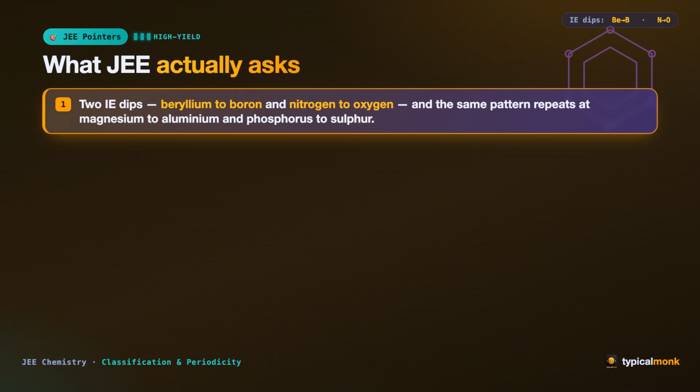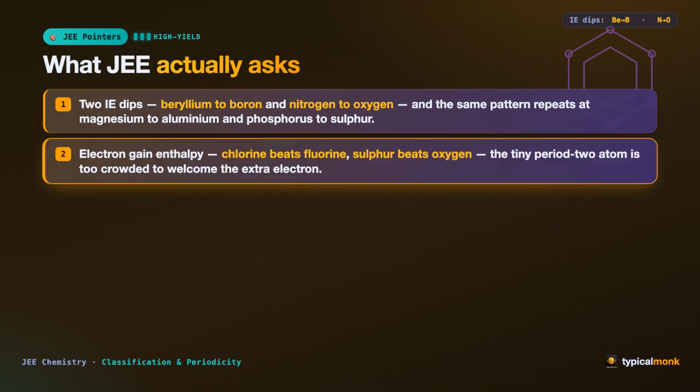Now sit up straight. These 5 lines are what G actually asks, year after year. 1. The 2 ionization enthalpy dips, beryllium to boron and nitrogen to oxygen, repeat their exact logic one period down, in magnesium to aluminium and phosphorus to sulfur. Memorize the pattern, not just the period. 2. Electron gain enthalpy. Chlorine beats fluorine and sulfur beats oxygen, because the tiny period 2 atom is too crowded to welcome the incoming electron comfortably.